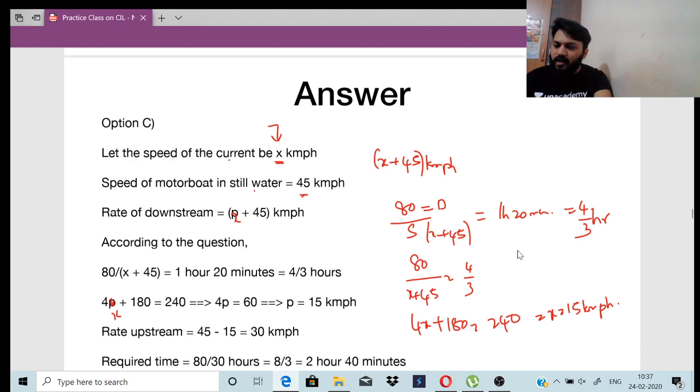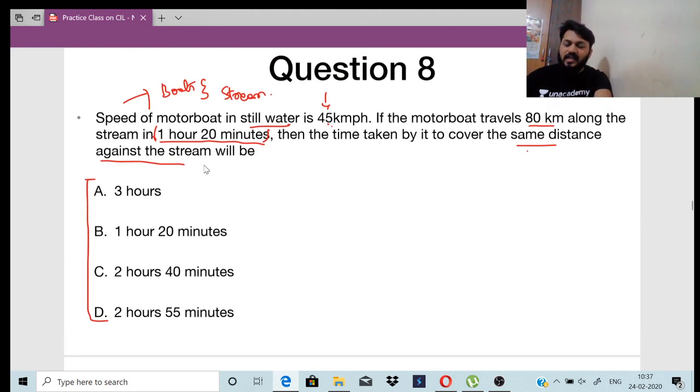Now what you have to find out? You have to find out the same distance against the stream, right? With the stream is called downstream. Opposite to the stream, against the stream, will be called upstream. Up the stream, right? Downstream is easy.